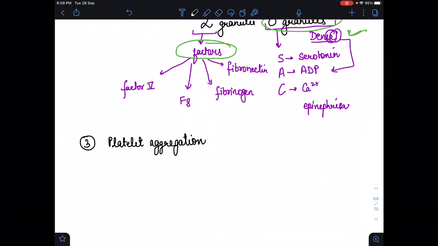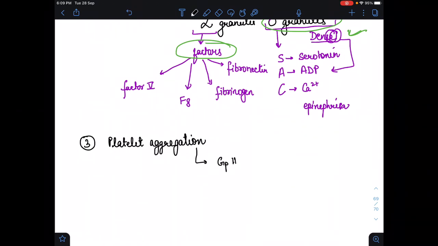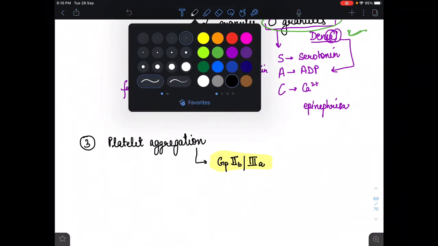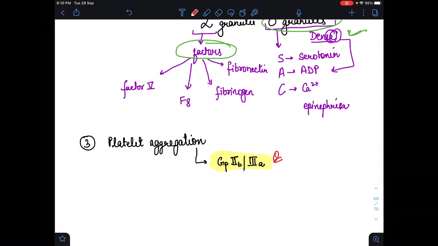So how do they get aggregated? They get aggregated with the help of GP2B, or we can say GP3A. So GP2B and GP3A help in the aggregation. Please remember it: GP2B and 3A help in aggregation, while GP1B and GP9 help in platelet adhesion. It is an important question that platelet aggregation is done by GP2B and GP3A.